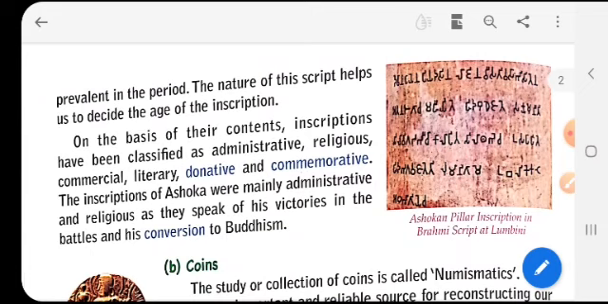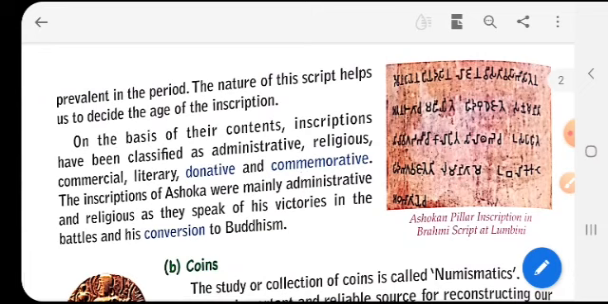So, these studies of inscriptions on metals and stones give us a lot of information about what kind of knowledge or writings they used to have in the period. The nature of this script helps us to decide the age of the inscription. You can see here, children, the Ashokan pillar inscription in Brahmi script at Lumbini. Through these inscriptions we can come to know the nature of this script, and what kind of language they used to write during their age.